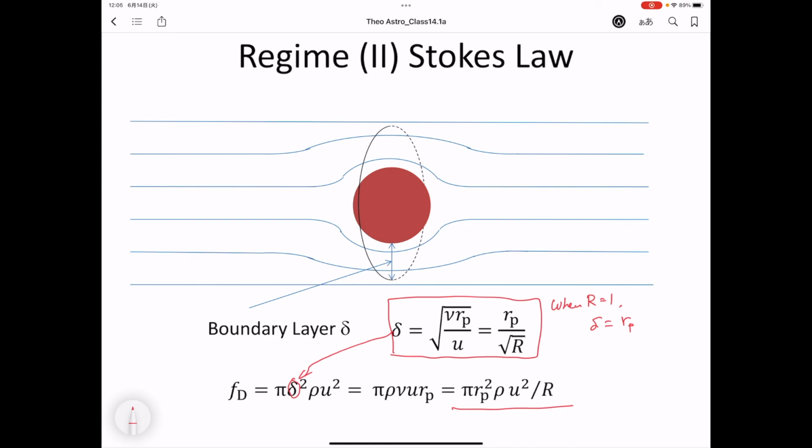So I explained the drag law in this first section. This is the end of the first section.